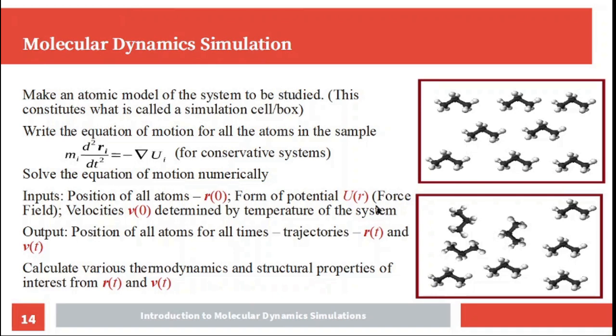And when you solve the equation of motion numerically, as an output, what you get is position of all atoms for all times. That is, you get trajectories, or r as a function of t, where t is any arbitrary value, and also v as a function of t. Once you get these trajectories, you can calculate various thermodynamic and structural properties of interest, because ultimately all the thermodynamic quantities and structural properties can be expressed in terms of r(t) and v(t).